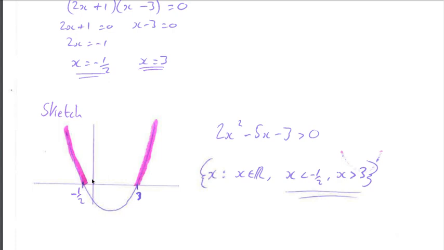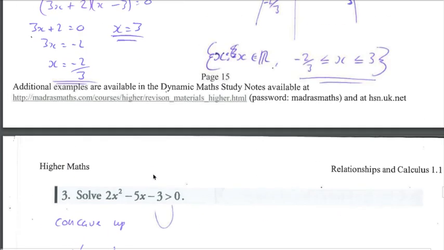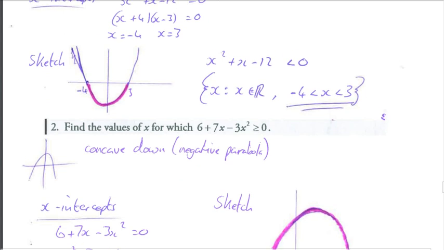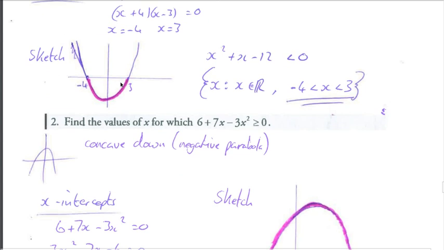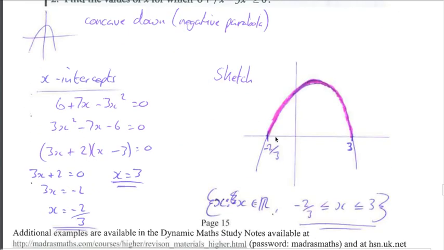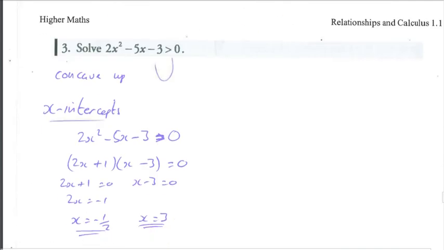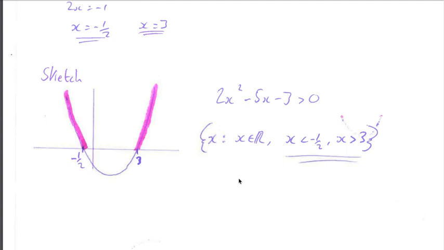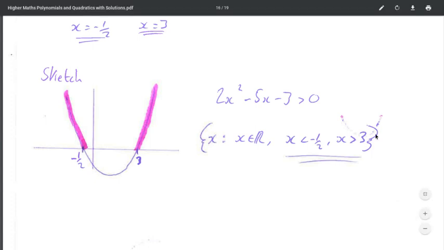So here we've got two separate regions. In the previous questions, we just had one region. We're looking between negative 4 and 3 on number 1, and looking between negative 2/3 and 3 on question 2. Here we have two separate regions. So in our answers, x, where x is an element of the real numbers, two separate answers here, or two separate domains. x is less than negative 1/2, and x is greater than 3.